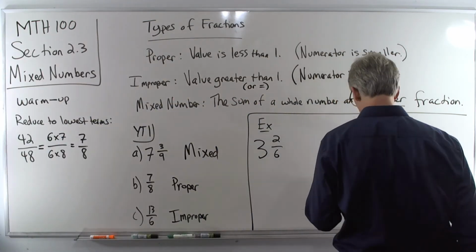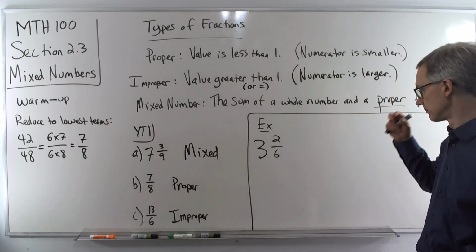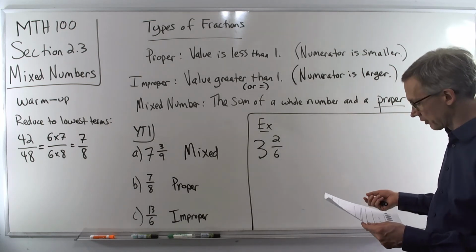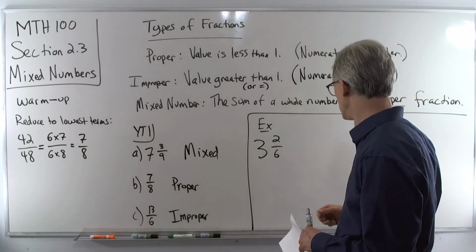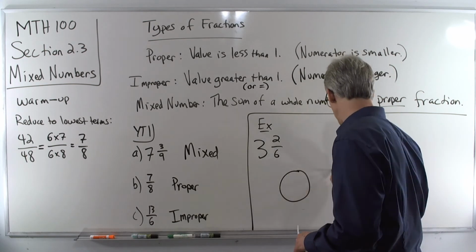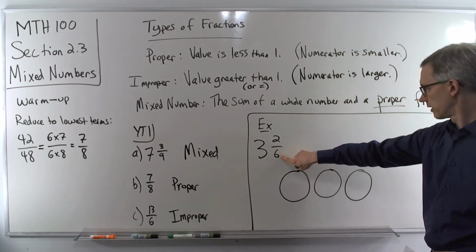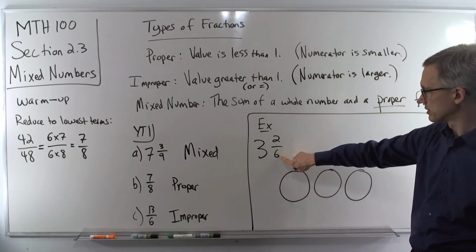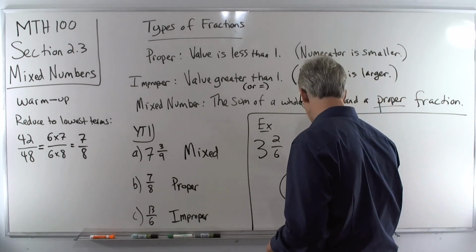Now for the next example, we're going to write the mixed number 3 and 2/6 as a pizza diagram, and then find the total number of pieces and write as an improper fraction. Okay, so we have 3 complete pizzas, and the denominator of the fraction tells us how many pieces in each pizza. So these will be 6.